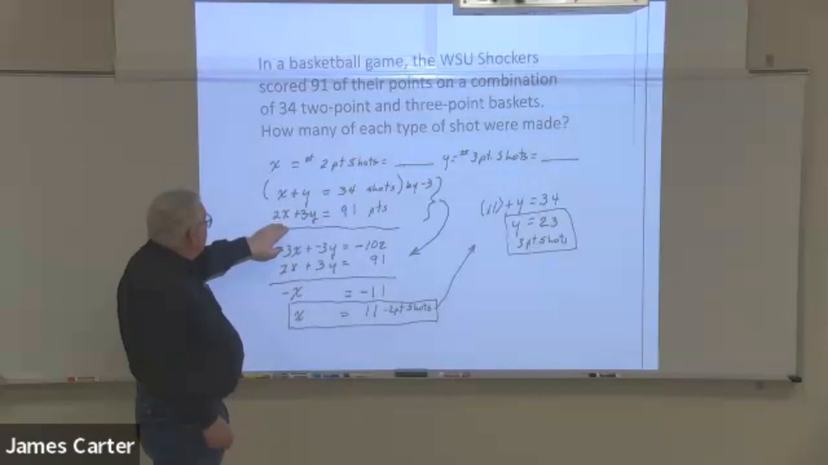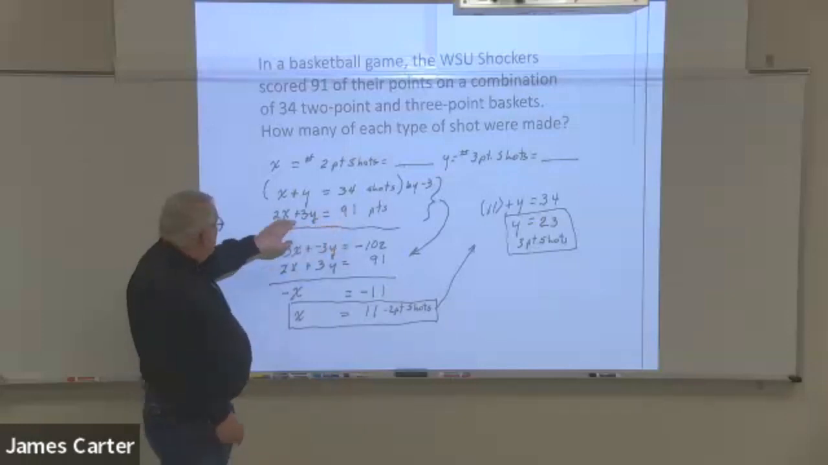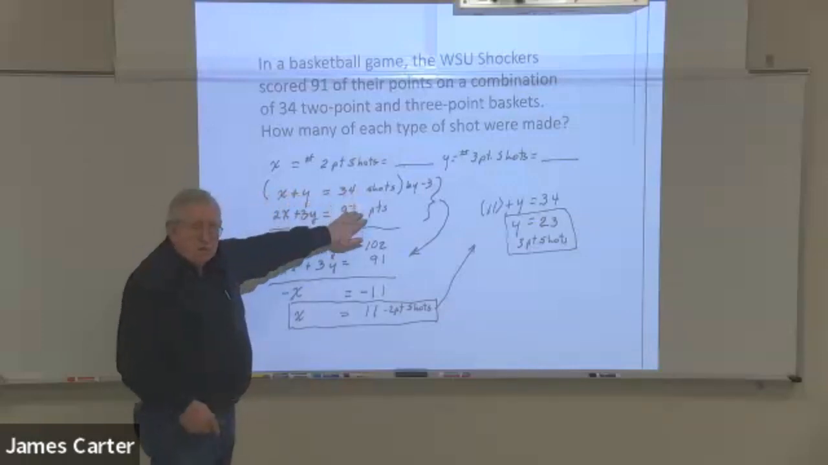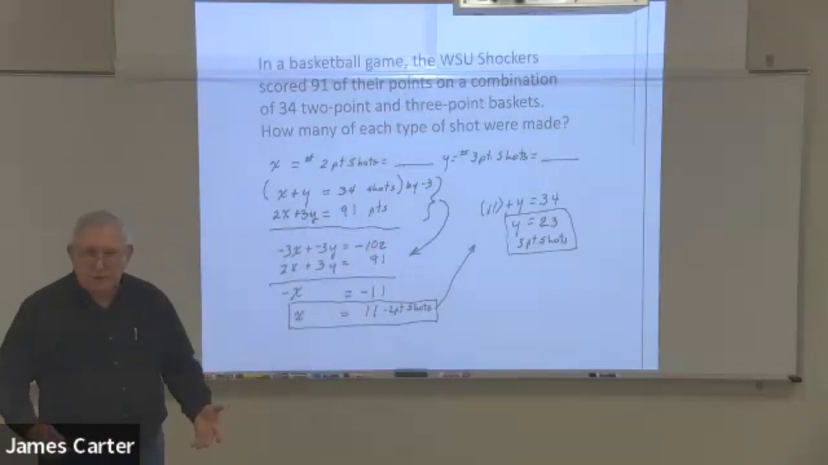For my second equation, 2 points each times how many shots, plus 3 points each times how many shots, equal to 91 points. Well, 2 times how many shots is points. 3 times how many shots is points. So points, points, points. Shots, shots, shots. I'm trying to show you a pattern here.